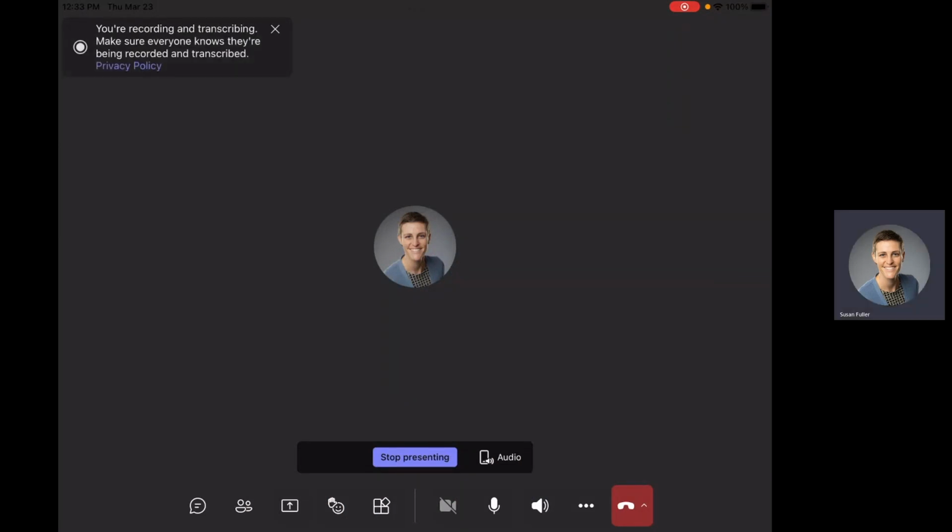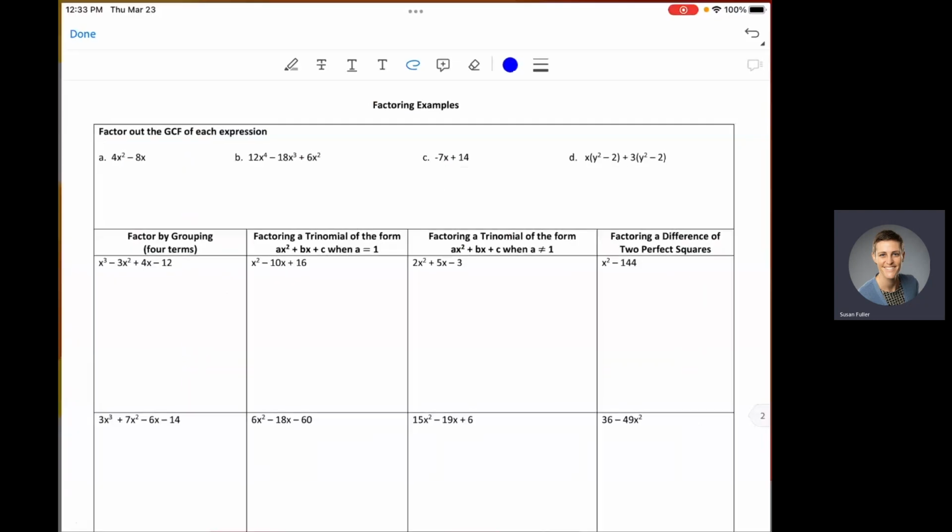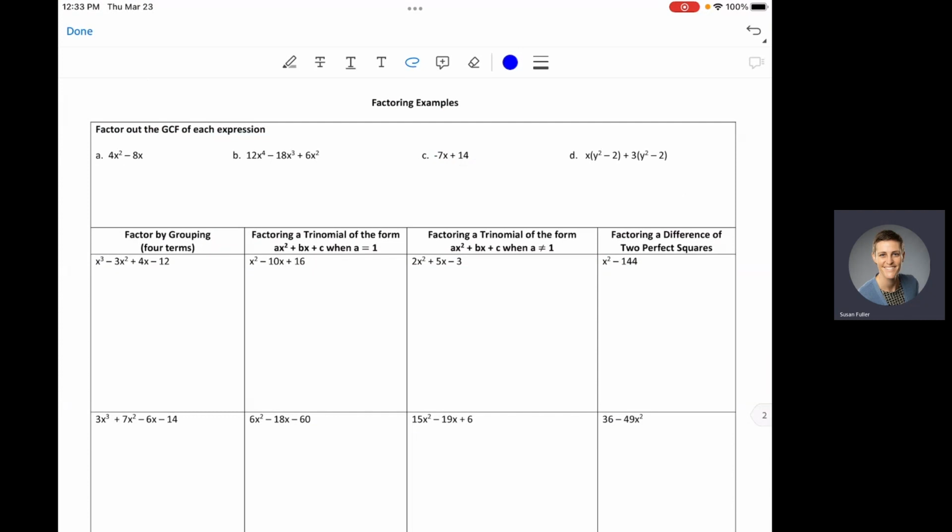Welcome to your factoring boot camp. We are going to do some processes for how to factor different types of polynomials and some examples that you can use to strengthen your factoring.